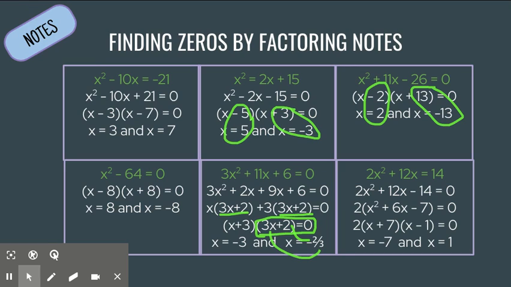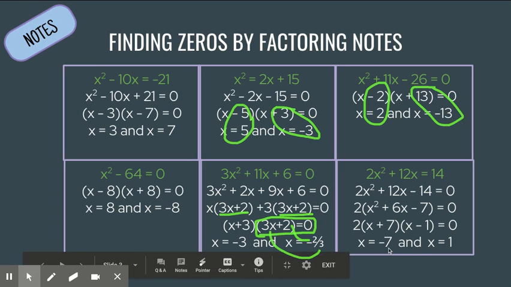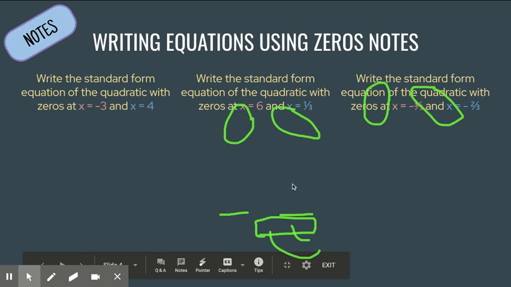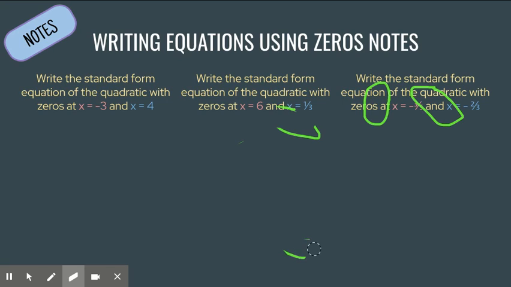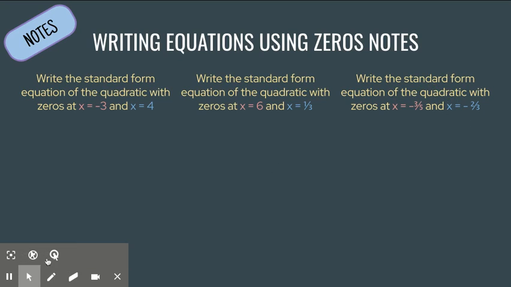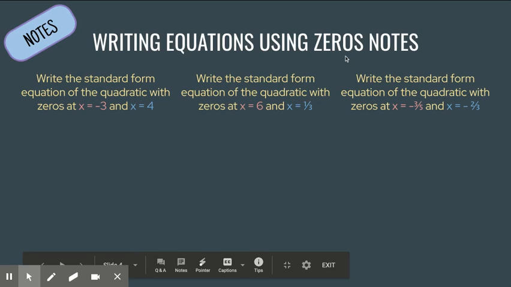To write the equation, you basically take these two numbers and work your way back into the factors, like this. Let me clear my drawings really quick. There we go. Don't need all that anymore. And what we're going to do is write the equation if it gives us the zeros. And this is a very specific type of writing the equation. It's only using the zeros. So you'll notice that each problem gives you two zeros. That's the whole point, okay?